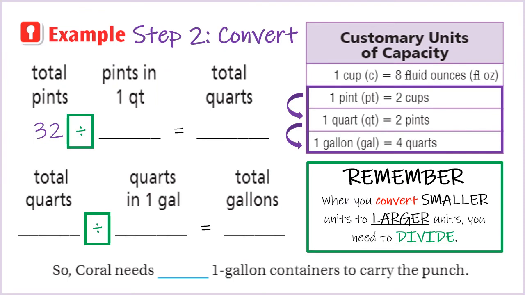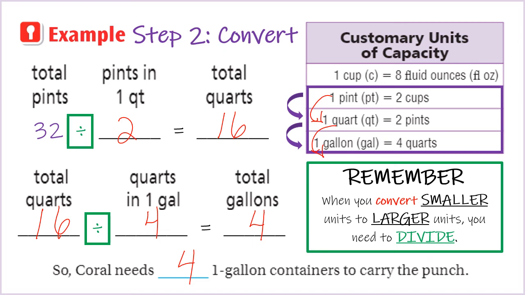Another way you could do it, I'm going to show you a different way. You could go from pints to quarts and then quarts to gallons. So you could say, okay, there's 32 pints and I know that there are 2 pints in 1 quart. So 32 divided by 2 is 16. And then she has 16 quarts. There are 4 quarts in 1 gallon. So that means 4 gallons. So she would need 4 gallon containers.